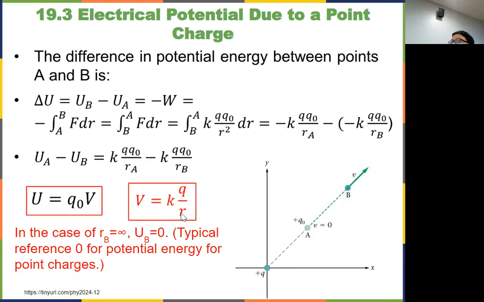And then for the potential energy at that particular point, for any charge q0 there, it will be equal to this. Energy will be equal to the charge times the potential.